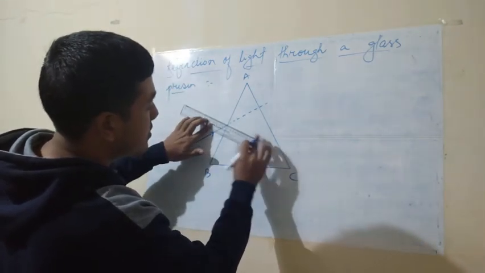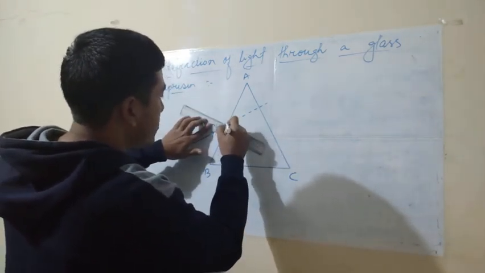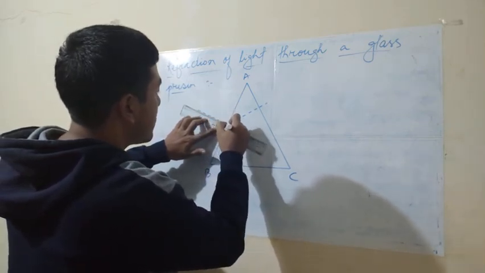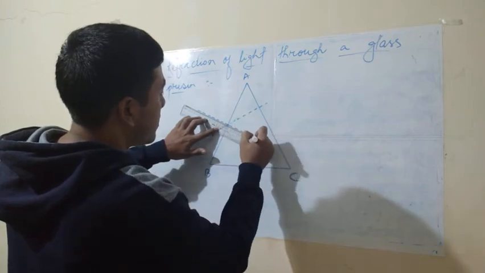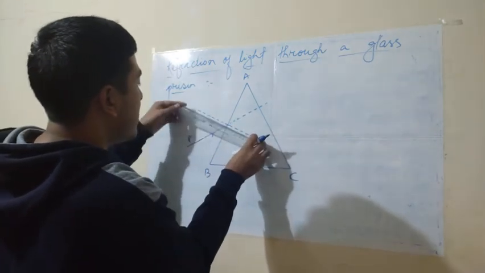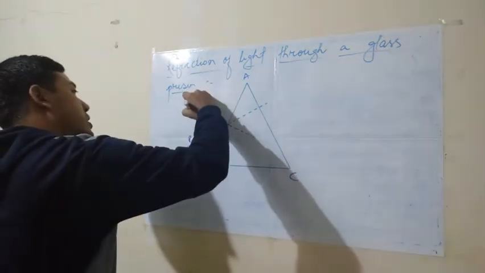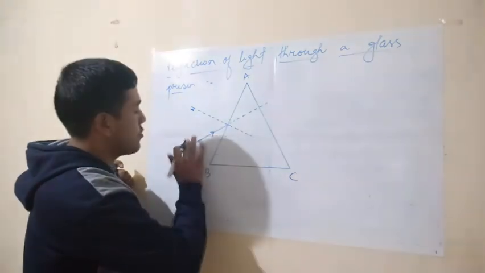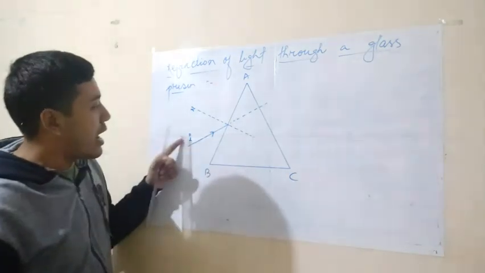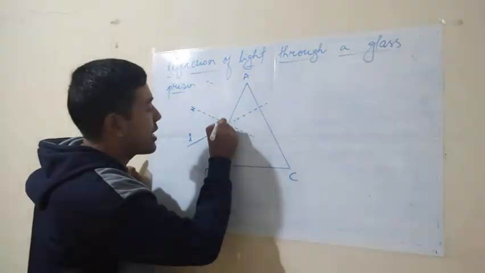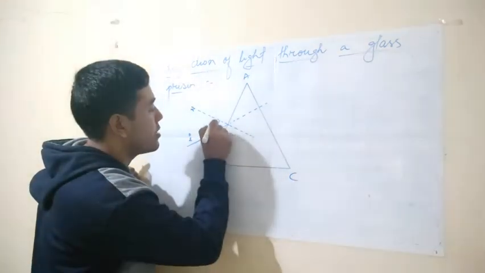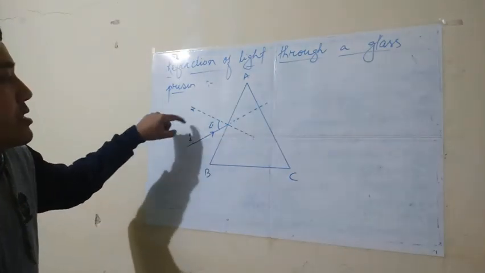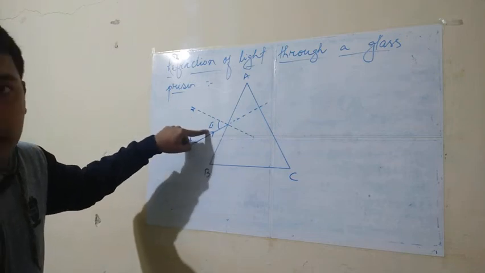Draw a perpendicular line here. This is the perpendicular line. First you draw this perpendicular line. The angle formed by this incident ray, say this is I, and this N is known as the angle of incidence, that is angle I. This I is the incident ray, N is the normal. The angle formed by this incident ray and the normal is known as the angle of incidence.